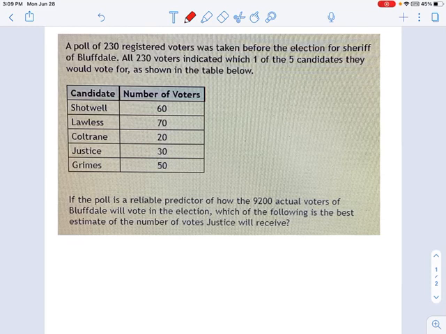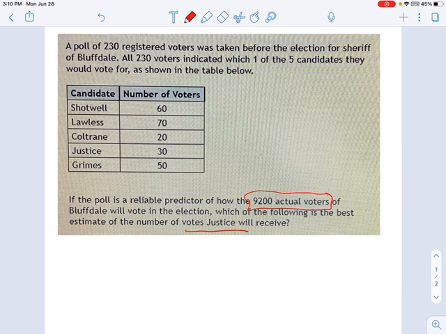So in this example, we have a poll that's done before an election for sheriff, and there's 230 people that were called up and they were asked who they want to vote for. And you see the outcomes of that poll right here. And the question is, if the poll is a reliable predictor of how all the actual voters are going to vote in the election, which of the following best estimates the number of votes Sheriff Justice will receive?